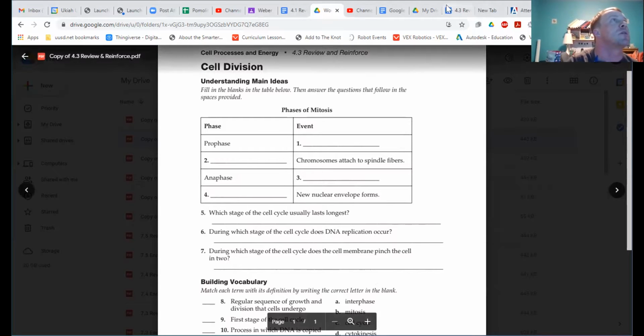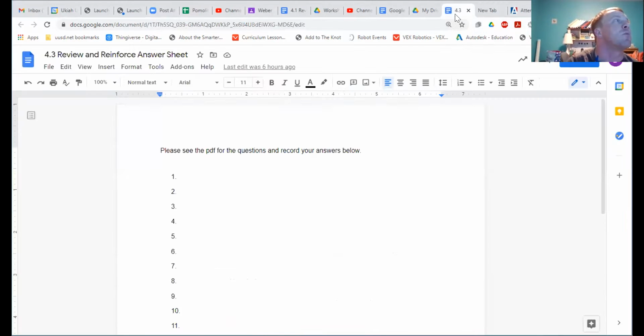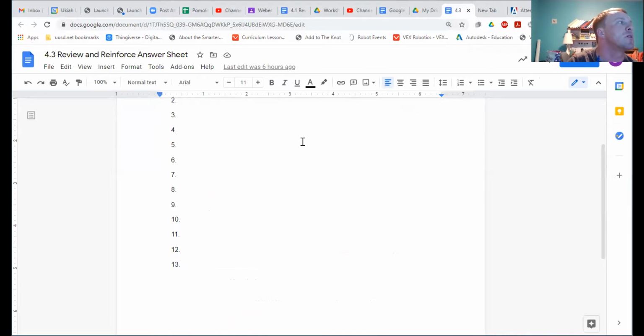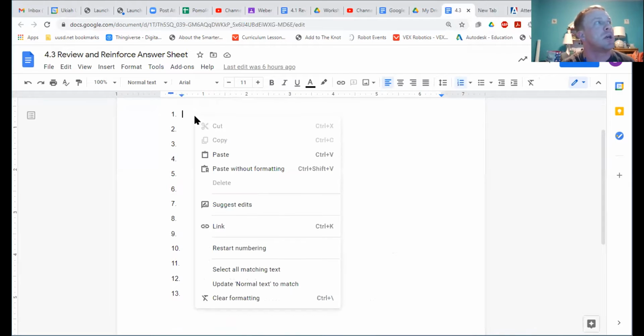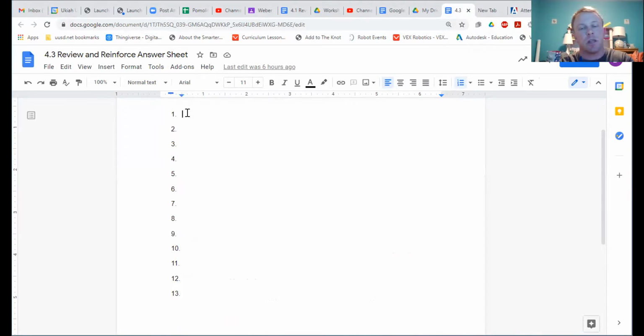Now, on 4.3, there's 13, just like what we did, okay? So you literally click there, and then you type whatever the answer is, okay? And then you go to the next line and you answer that one and you go to the next line. And then when you're done, guess what? You click submit. Unless you want to wait until Thursday when we're back in class, then you can go through it.